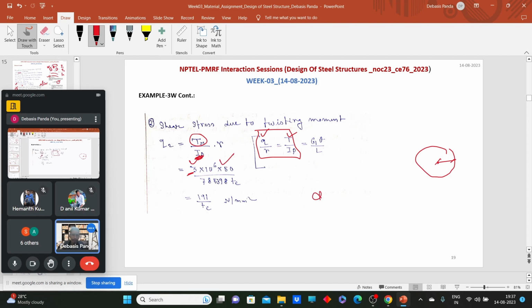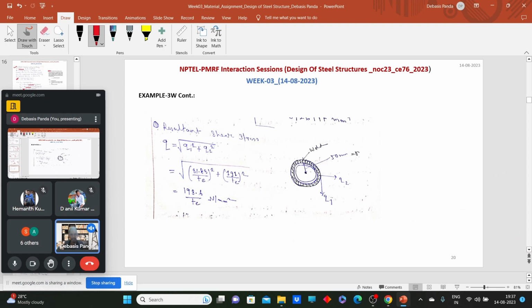So we have q1 and q2. q1 is directly applied, like upward downward direction, and q2 will act perpendicular to that point. So what will be the resultant? Just under root of q1 square plus q2 square. That will be the equivalent shear stress. Yes or no? This thing is written on the next slide. So we have the resultant shear stress like this. For this joint, we have a resultant shear stress q equal to some value.